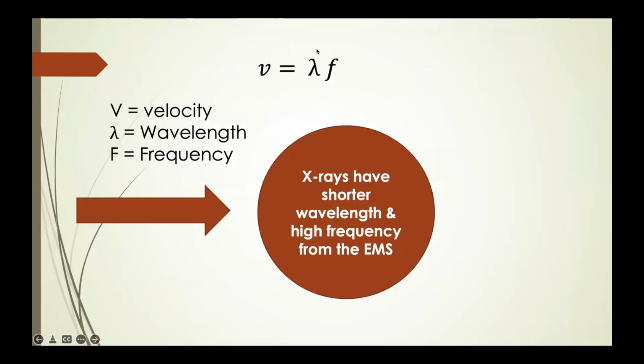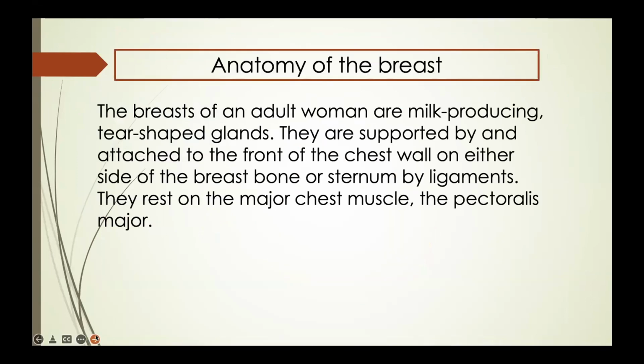I'm sure we all know this formula: velocity equals lambda f, lambda being wavelength and f being frequency. X-rays have short wavelengths and very high frequency, and we all know that frequency is directly proportional to energy. So that's why they are on the high end of the spectrum. They use X-rays, that's the whole point of that picture.